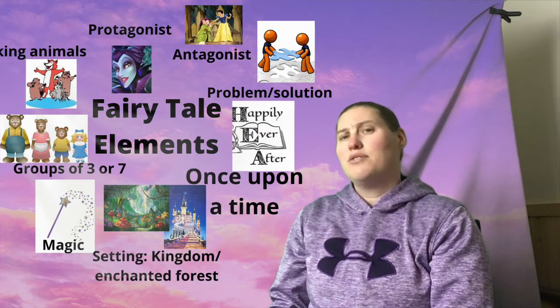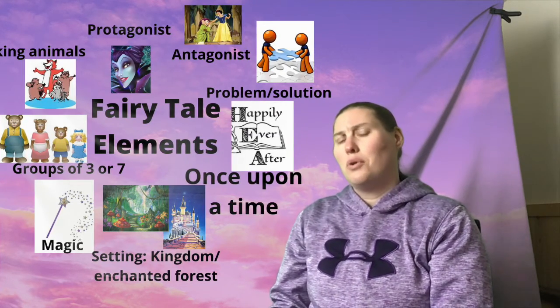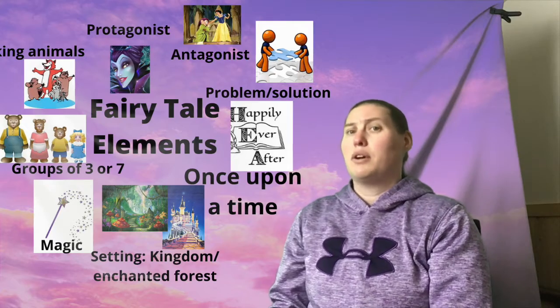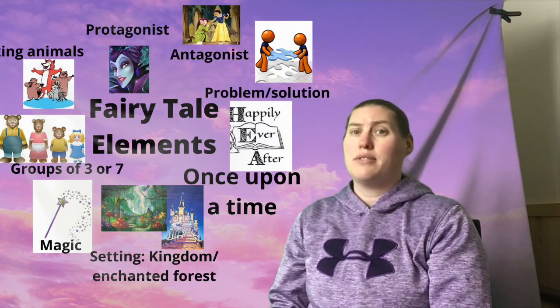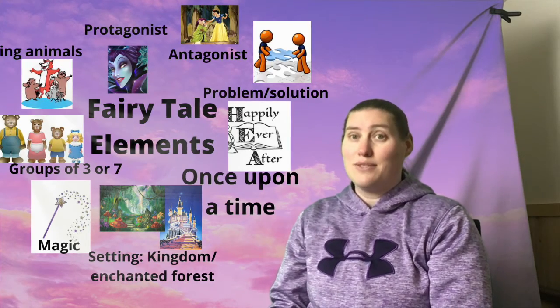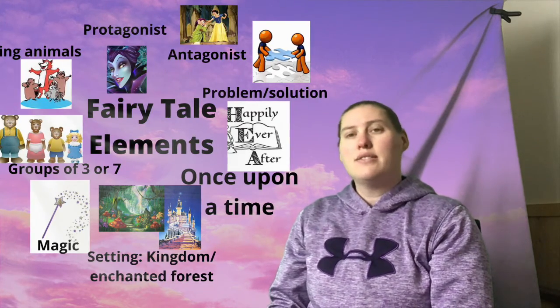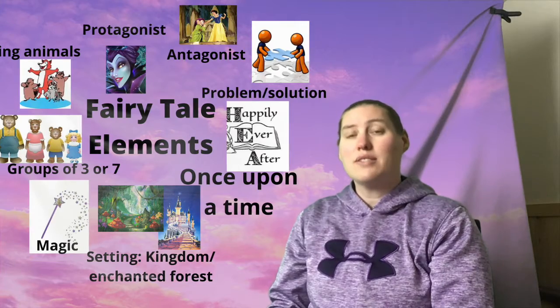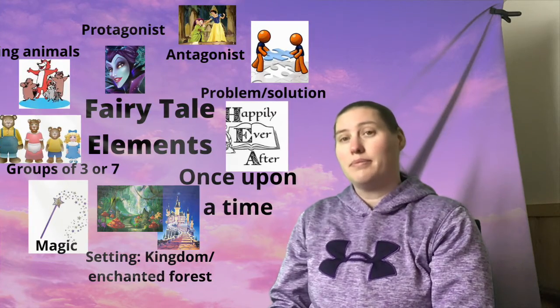And in some fairy tales, you'll find that there's groups of 3 or groups of 7. For example, think about Goldilocks and the 3 Little Bears. There are 3 bears in that story. That's one set of 3. And in Snow White, there are 7 dwarfs in that story.